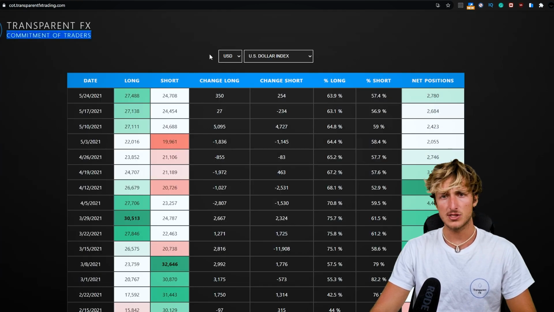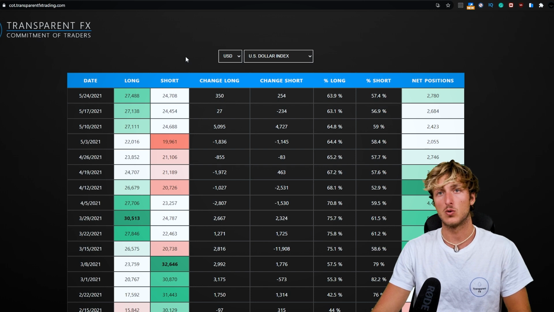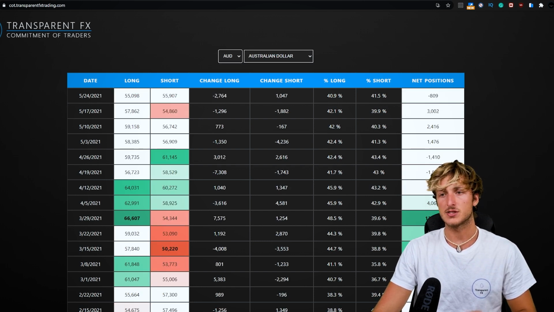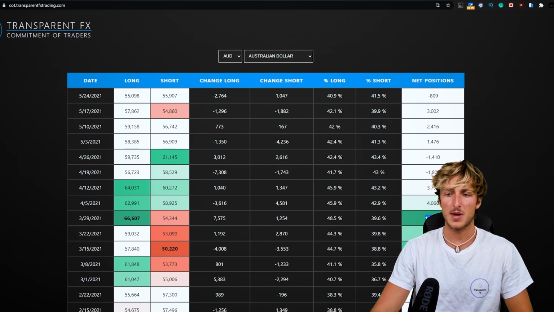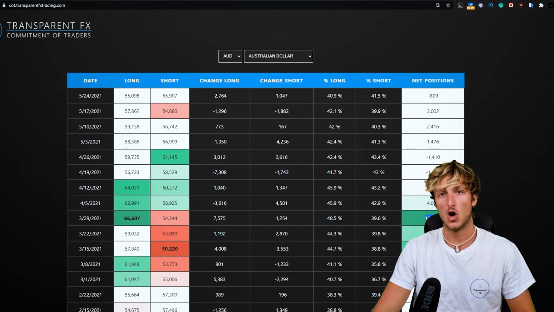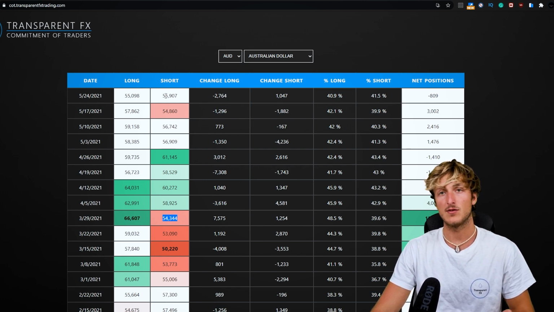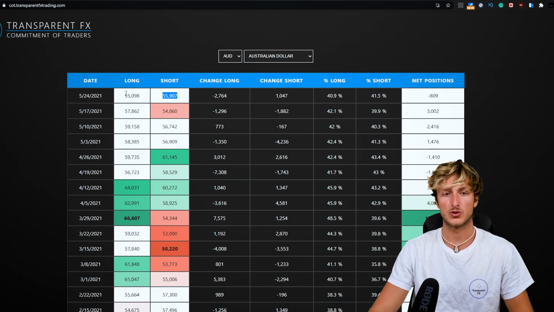Now, if we go and see what we have from a COT perspective, so commitment of traders, which is what hedge funds are currently doing in the market, what we can see is that on the AUD, hedge funds have been decreasing their net positions for quite some time. In fact, we went from having 12.2k net positions all the way down to having minus 800k net positions. So we went from having a quite bullish net positioning with way more longs than shorts, with 66k longs and 54k shorts, all the way down to having a negative net positioning with more shorts than longs. So the AUD is definitely getting bearish.